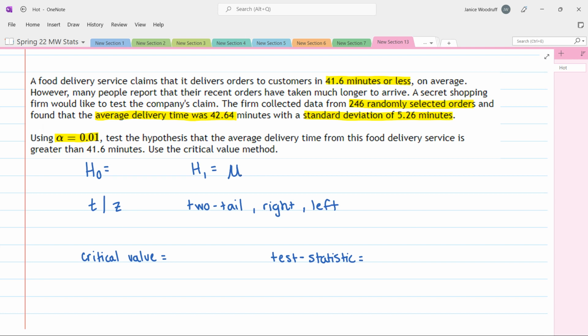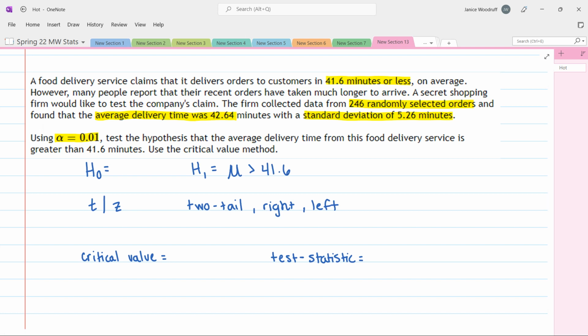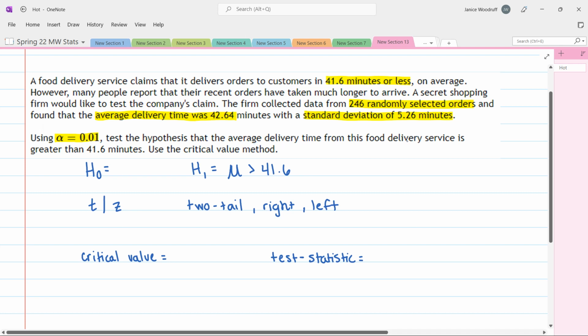But is it greater? So the mean is greater than 41.6. That's going to be the alternative hypothesis there. Test the hypothesis that the average delivery time is greater than 40. Good. Okay, and then the null would be the opposite of that, so that would be less than or equal to 41.6.